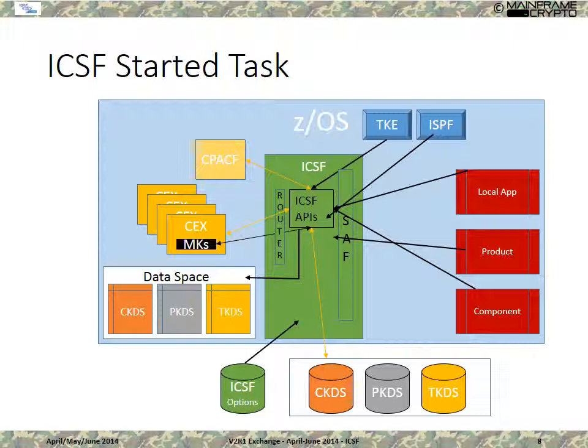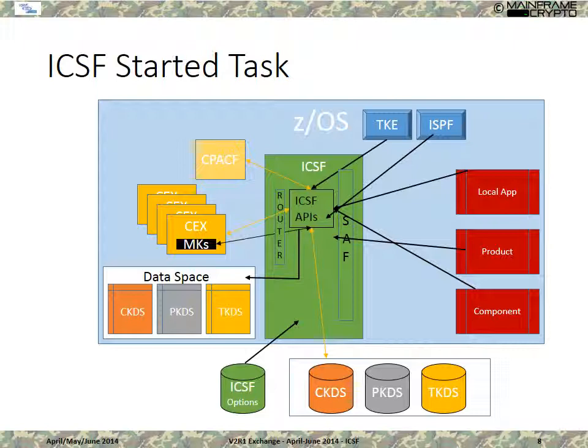Slide 8 kind of just describes ICSF and what it's providing for you. Again, it's the interface to the hardware. So over on the right, you can have your own local applications. You can have products like the Encryption Facility for z/OS or the Data Encryption Tool for IMS and DB2, or even OEM products that call the APIs. You can also have components of z/OS like System SSL or PKI Services that will take advantage of the hardware. Now, those can invoke the APIs.